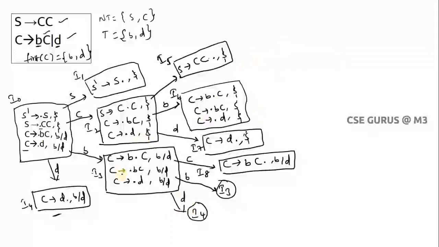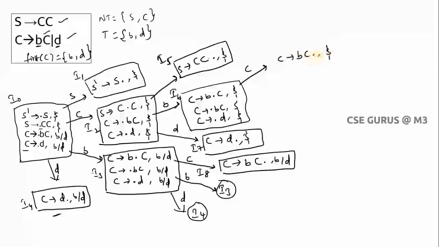So now I3 is over. I4, there is no symbol to be scanned. I5, there is no symbol to be scanned. Now I6. So what is to be scanned? C. So it will become what? C tends to B C dot and dollar.